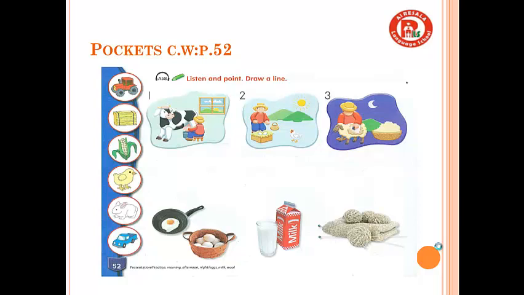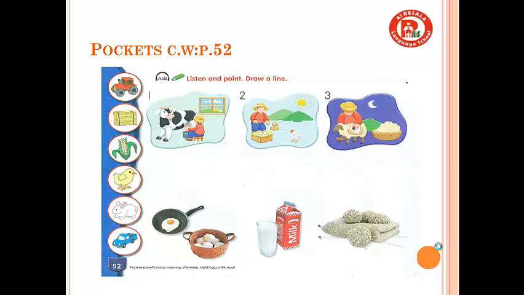Page 52, up in the book, look at the page. We have three pictures at the top of the page. In the morning, what does the farmer do? He milks the cow. And in the afternoon, he collects the eggs. And in the evening, he is doing what? In the evening, he shears the sheep.